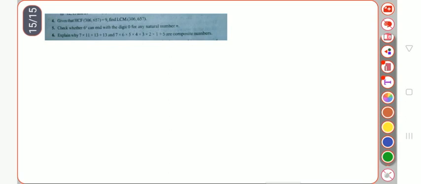So first part I am explaining: 7 into 11 into 13 plus 13. It is asking us to explain whether it is composite or not. For composite there should be at least 3 factors, so we have to show whether this number has 3 factors or not. So 13 is there, just take 13 as common.